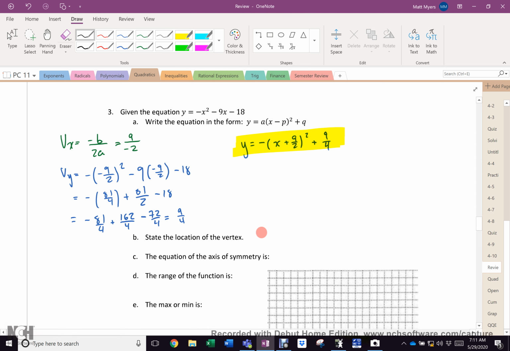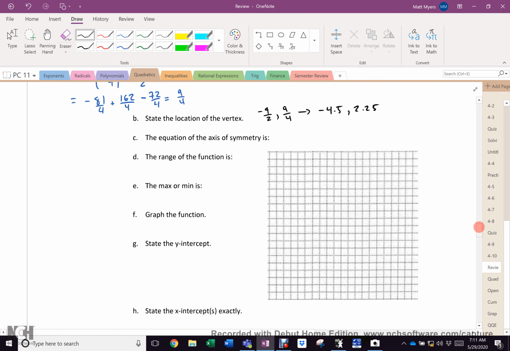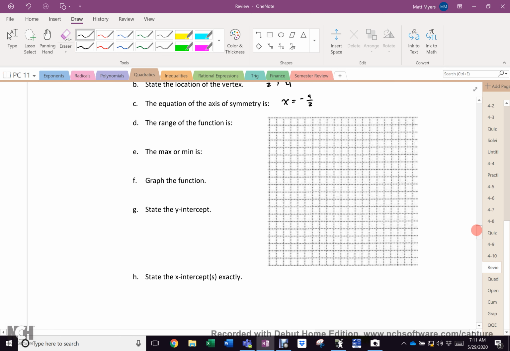So the vertex is at negative 9 halves, 9 fourths, which of course is negative 4.5, 2.25 if you went to decimals. The axis of symmetry, x equals negative 9 halves. The range, since it's this type of parabola, y must be less than or equal to 9 fourths. That is a max at 9 fourths.